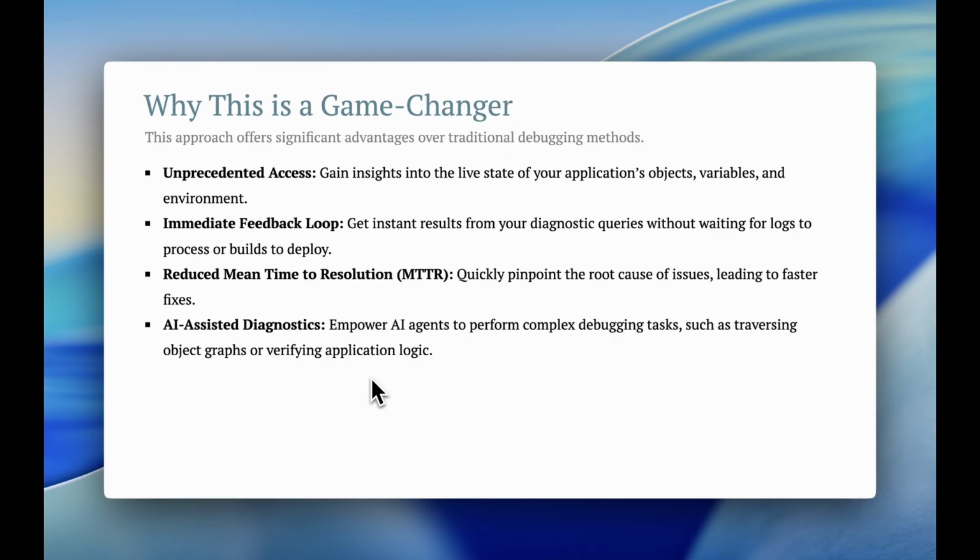So why is this approach so powerful? It provides a level of debugging and root cause analysis of your live application that was previously very difficult to achieve. You can inspect the state of any object, check the value of any variable, and also interact with the application's environment in real time. This creates an immediate feedback loop, allowing you to test hypotheses about a bug instantly. This drastically reduces the mean time to resolution for issues, and more excitingly, it opens the door for AI-assisted diagnostics, where an AI can intelligently and systematically investigate a problem far faster than a human could ever do.